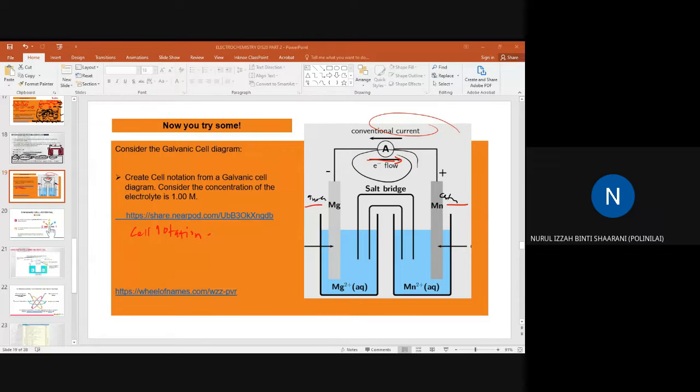So yang Aisyah buat ni is a half cell. So yang kita nak sekarang is a cell notation, that means a shorthand ataupun notation that represent a galvanic cell lah.